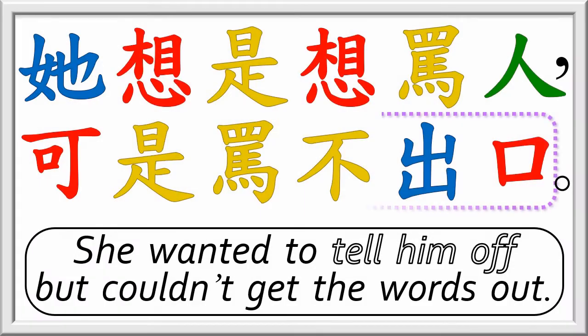Here's a sentence. 他想着想骂人，可是骂不出口. She wanted to tell him off, but couldn't get the words out. She thought about giving him a piece of her mind, but stopped short of saying anything. Why did she stop? Perhaps she felt sorry for him, or maybe she knew it wouldn't do any good.